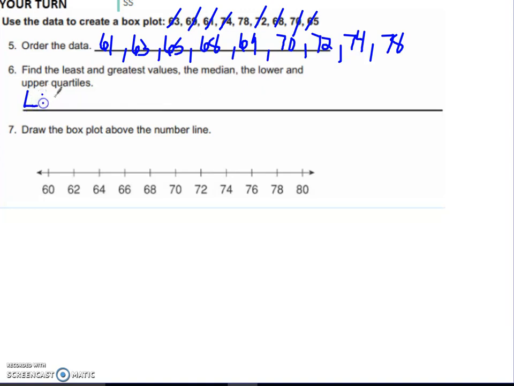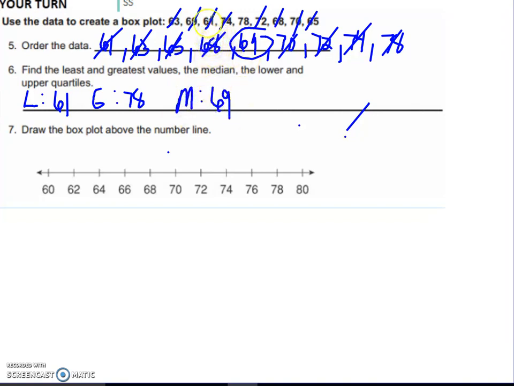Okay, the least value is 61. The greatest value is 78. Okay, now we're going to cross off till we get to the middle. 2, 3, 4. The median is 69. Okay, looking at the lower data, we have 61, 63, 65, and 68. In the middle are 63 and 65. The number that falls between 63 and 65 is 64. The lower quartile is 64.